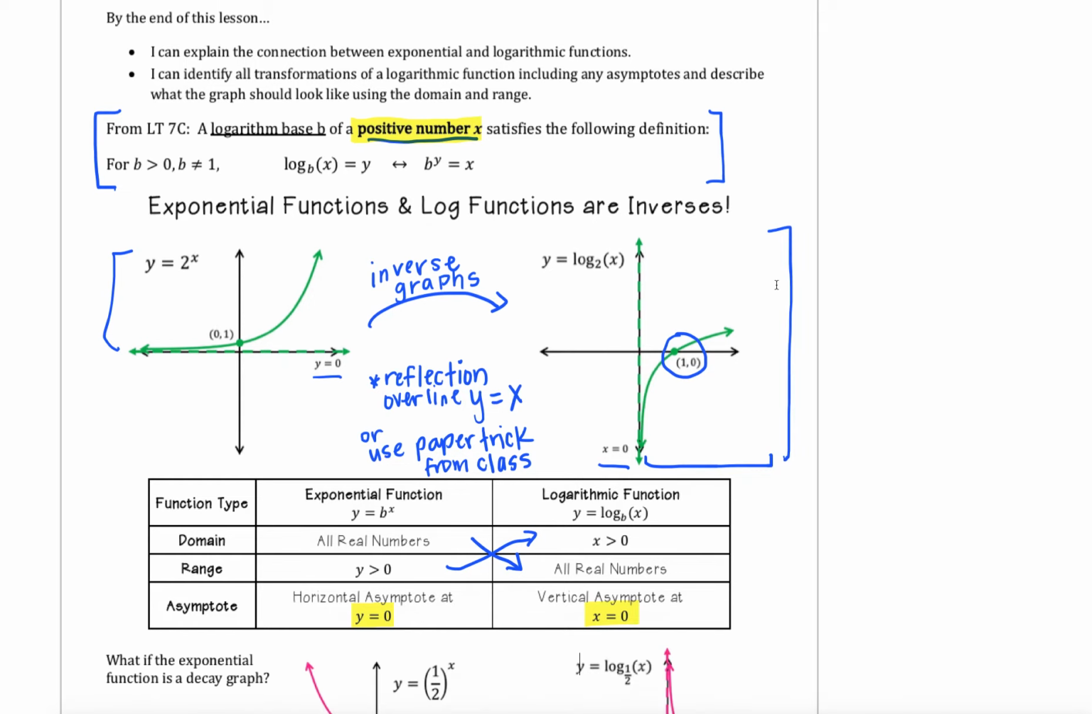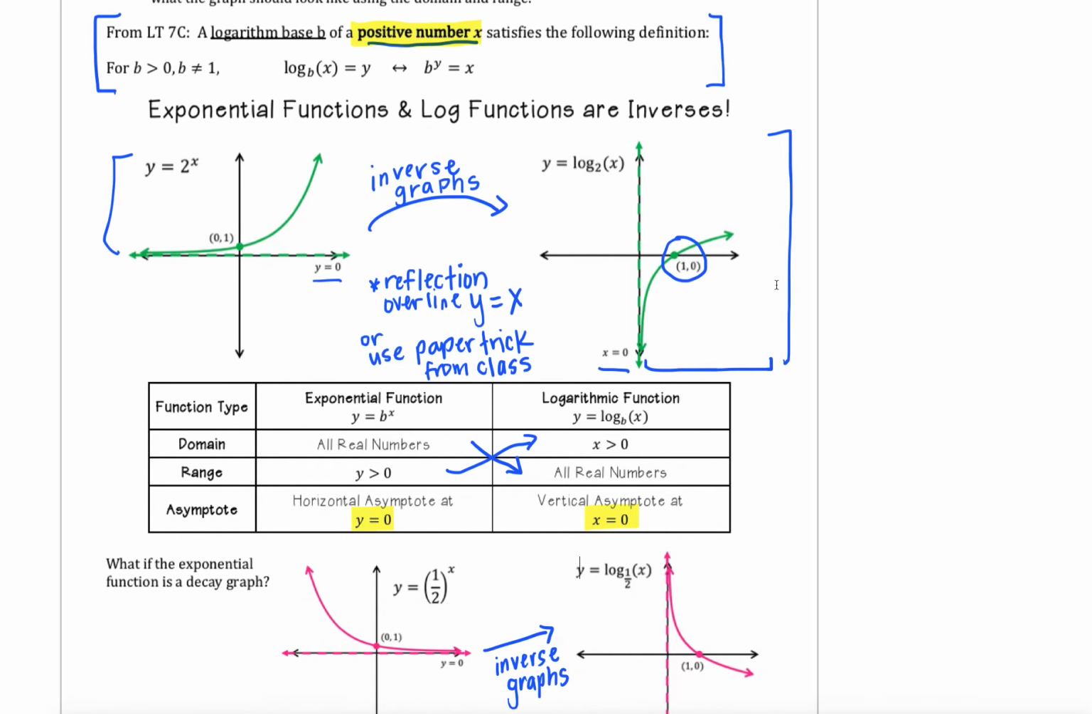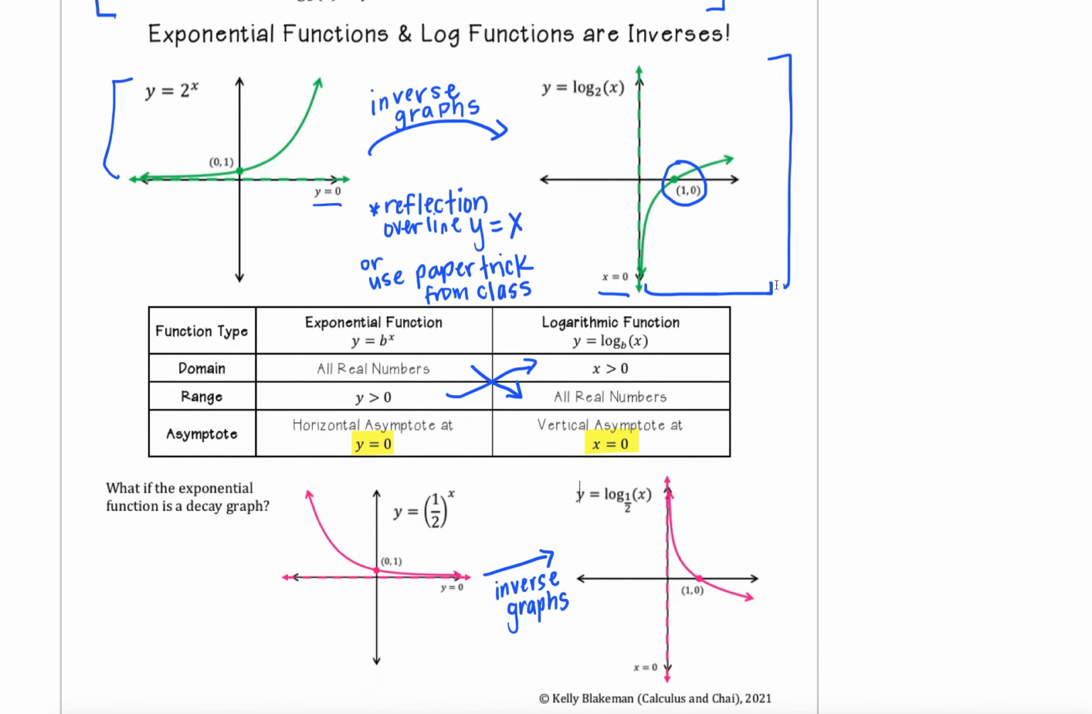Now, one thing you might be wondering is, well, what about an exponential decay graph? Well, we can invert that as well. Here we have an example of y equals 1/2 to the x. So our base here is less than 1, so this is an exponential decay, and we would invert it the same way. We get a slightly different graph than we did up above.